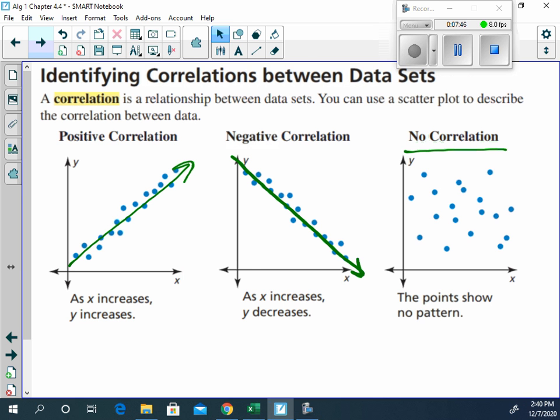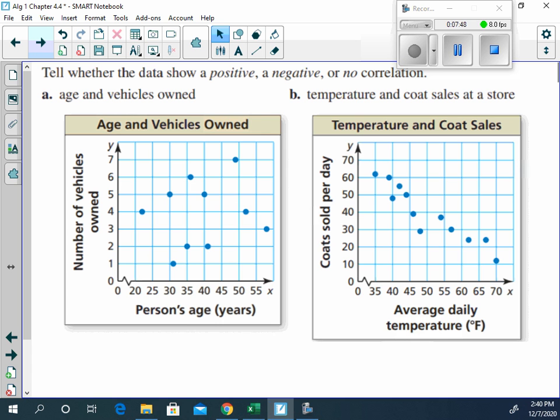Okay, well, let's look at the next thing. Tell whether the data shows a positive, negative, or no correlation. I would agree. Because there's no real correlation to this here, how it's going up, how it's going down, because everything is too spread out.